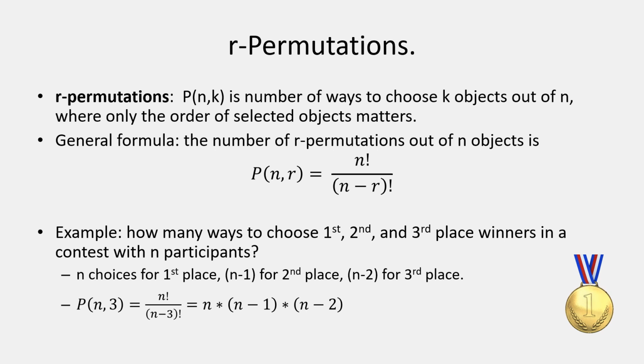And you have n participants total. So there are n choices for the first place. Once you selected the winner, there are n minus 1 choices for whoever gets the second place. After you selected the second place, there are n minus 2 choices for the third place, and nobody else gets any places, so you really don't care about the full ranking. So putting this into the formula, we get the 3-permutation out of n objects is n factorial divided by n minus 3 factorial, which is n times n minus 1 times n minus 2.